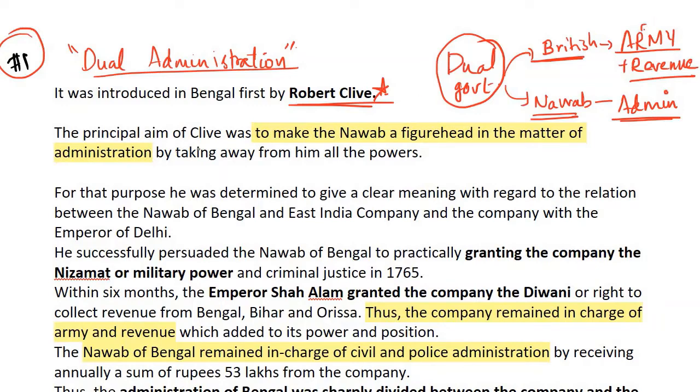ठीक है, तो इसको देख लेते हैं. So the principal aim of Clive was to make the Nawab a figurehead in the matter of administration. So this is an excerpt picked up from the NCERT straight of class 8, but it can be highly important. Now, यहाँ पर dual administration was brought by Robert Clive and it was introduced in Bengal first by Robert Clive and इसका aim था नवाब को एक फिगर हेड बनाना in the matter of administration. Virtually उससे सारे powers ले लिए गए थे, just administration उसके हाथ में सौंप दिया गया था.